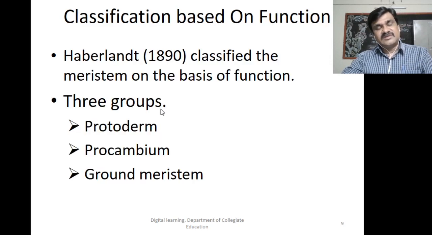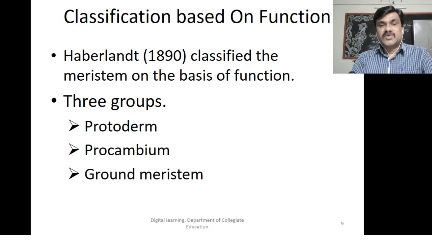Then the second criterion, classification of meristems based on function. So here it is mainly based on the function, and this classification is given by Haberlandt in 1890. So Haberlandt in 1890 classified the meristems on the basis of function mainly. And according to him, he believed that the primary meristem is always located at the tip of the plant body, that is at the shoot tip and at the root tip. Okay. So Haberlandt classified the meristems into three groups based on the function.